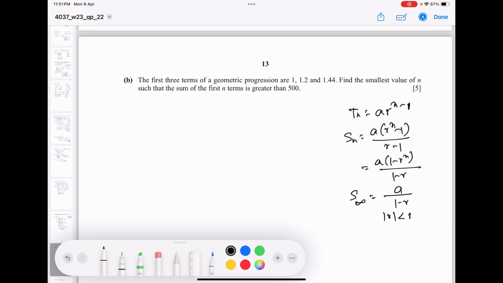This question carries 5 marks. So the first three terms of this progression are given. So a equals 1.2, and r equals 1.44 divided by 1.2, that is 1.2.